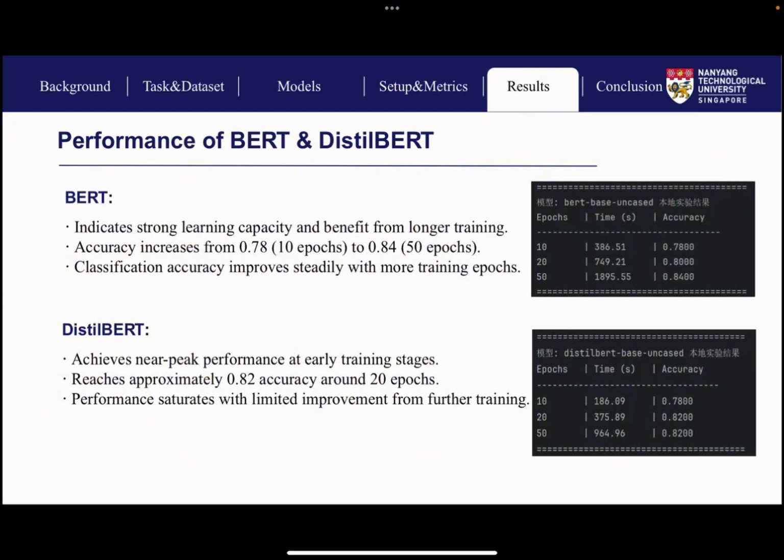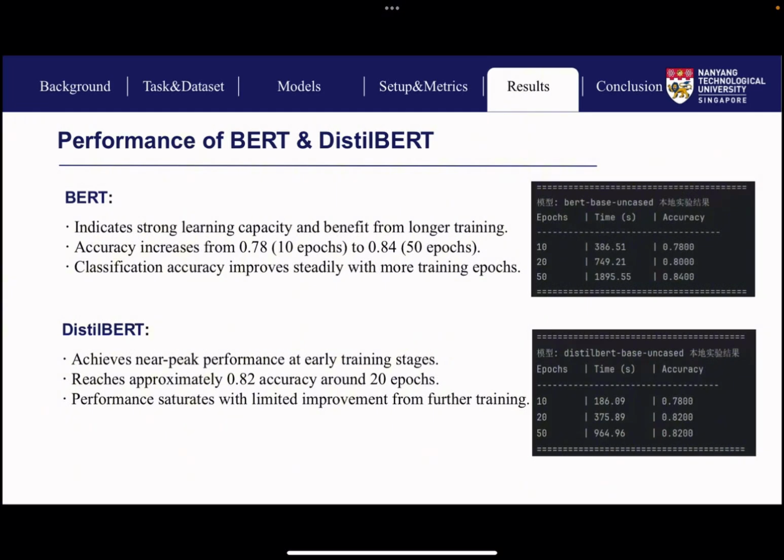In the top table, we have BERT. You can see a clear, steady progression. At epoch 10, it starts at 0.78 accuracy. By epoch 20, it hits 0.8, and it continues to climb to 0.84 by epoch 50. This indicates that BERT has a massive learning capacity. Because it is so deep, it can continue to refine its internal weights and extract more subtle patterns from the data as training continues. It hasn't peaked yet.